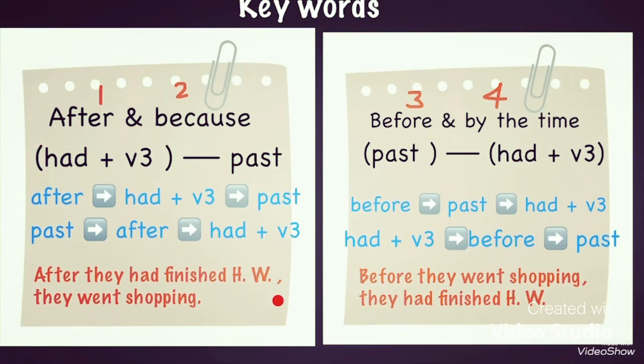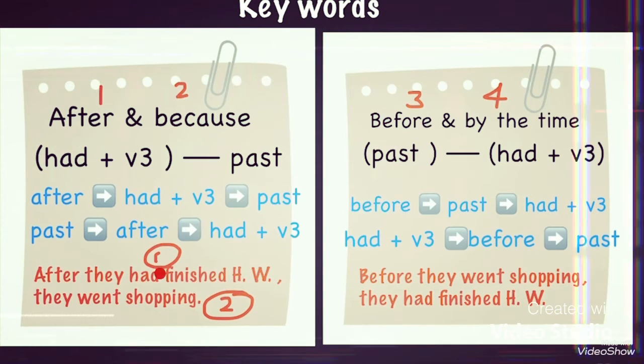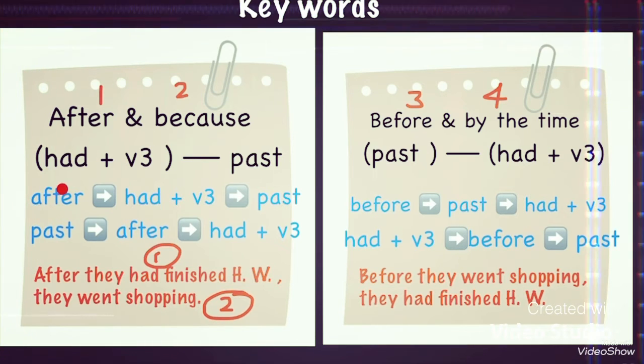So they went shopping first or they had finished homework? No, first they had finished homework and then they went shopping. So here the first action is put into had plus PP or plus V3, and the second action is in the past. So after and because are both followed by had plus V3 and then past. If after and because come in the middle, they are followed again by had plus V3, and then the next verb will be in the past. So it's very important to remember that after and because are followed by had plus V3 or PP.